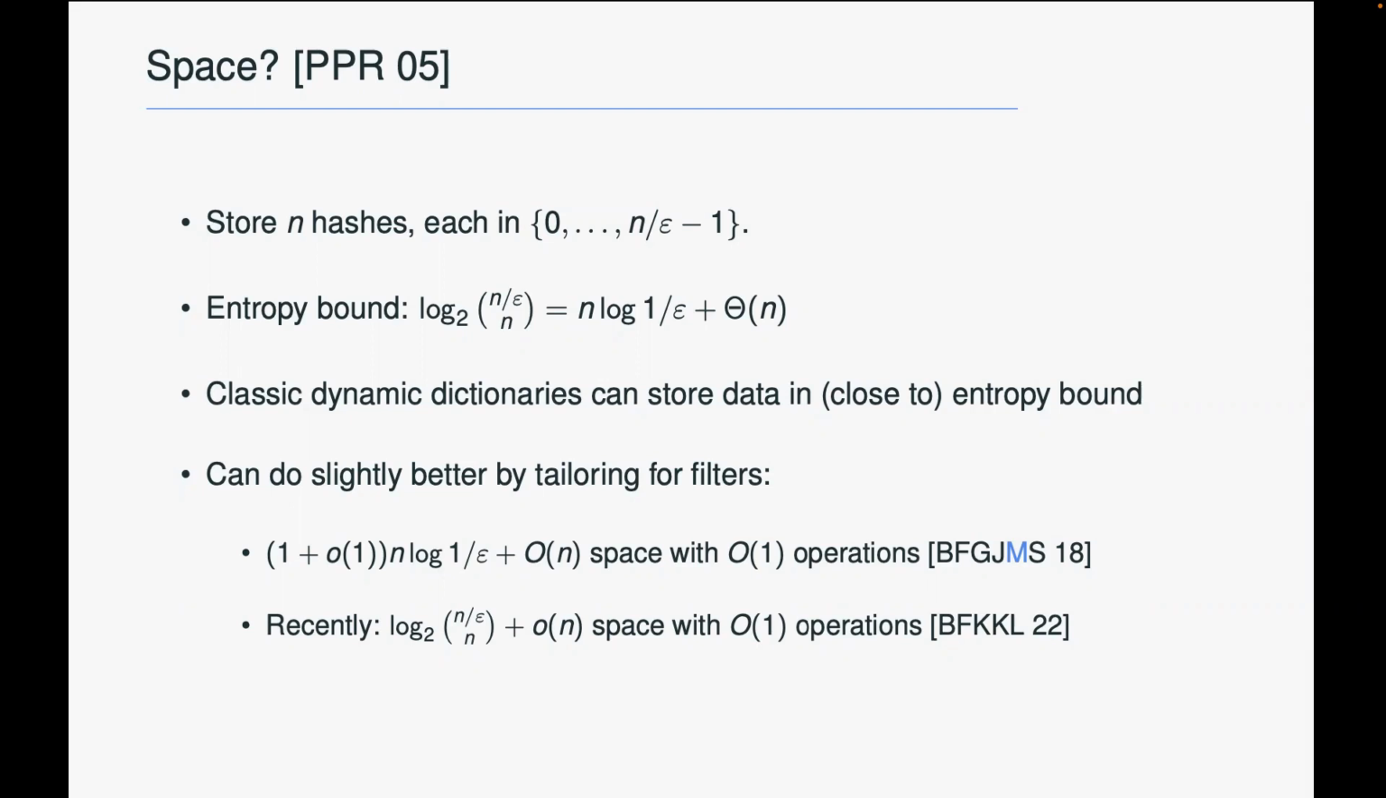Recently you can actually do everything perfectly up to constants. So you can get log base 2 of n over epsilon choose n plus little o of n space, and all operations are constant time. Just to clarify, when you say O(1) operations, that's like O(1) underlying operations per query? Oh, sorry. No, this is time per operation. It means I can insert in constant time, I can delete in constant time, and I can query, is this hash stored in my dictionary, all in constant time.